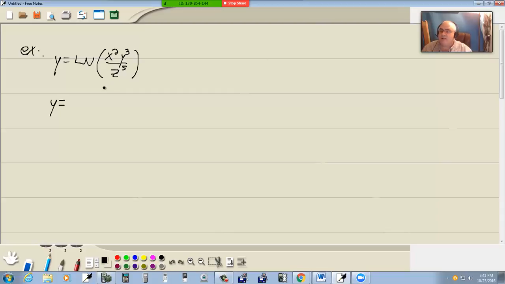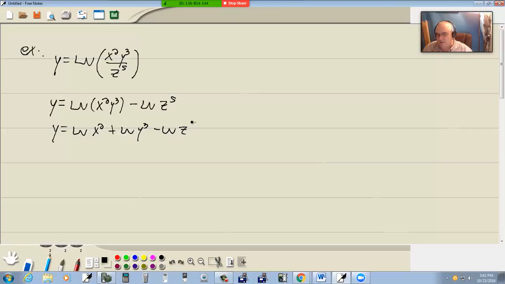Well, division we rewrite as subtraction. So we've got natural log of x squared y to the third minus natural log of z to the fifth. Now in our first log here we have multiplication, x squared times y to the third. And multiplication becomes addition from our first property. So we've got natural log of x squared plus natural log of y to the third minus natural log of z to the fifth.